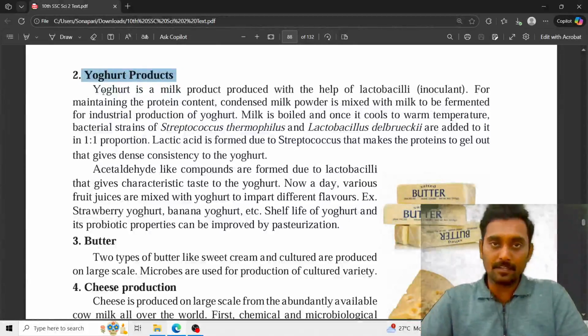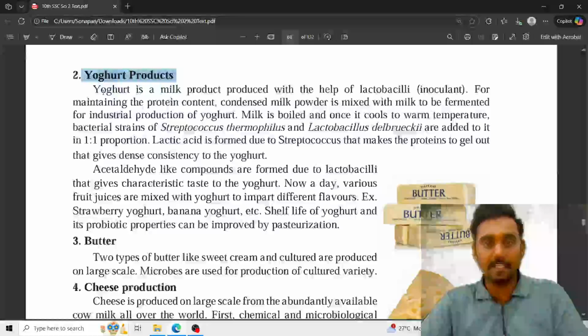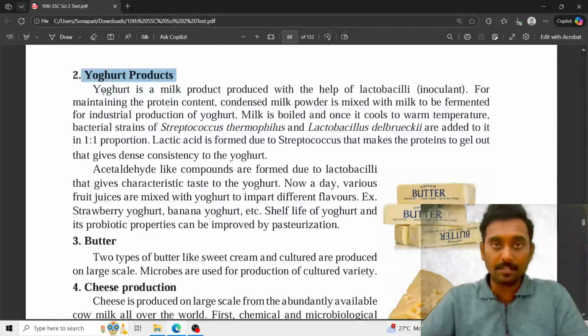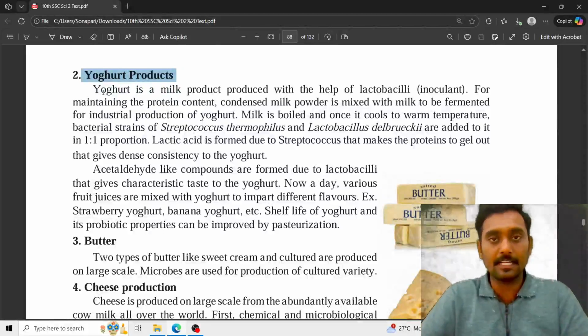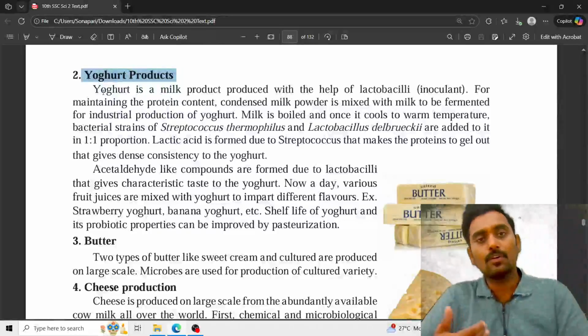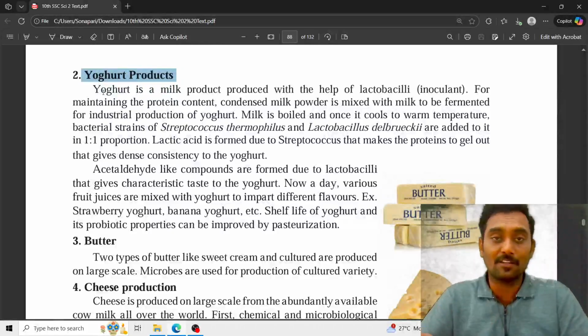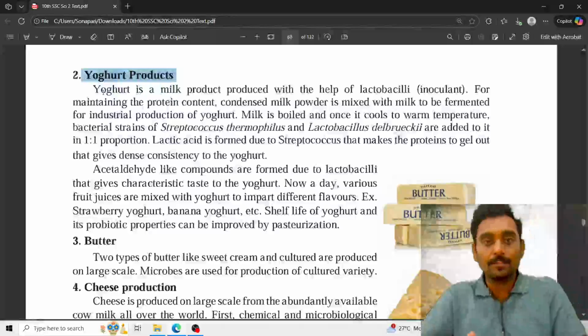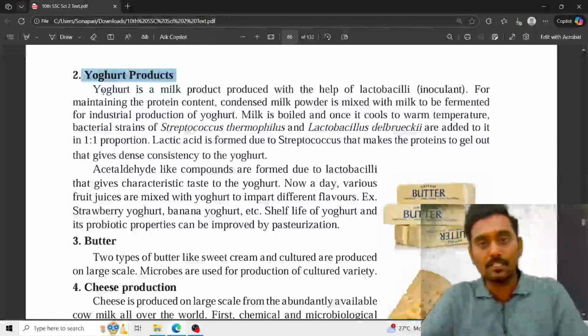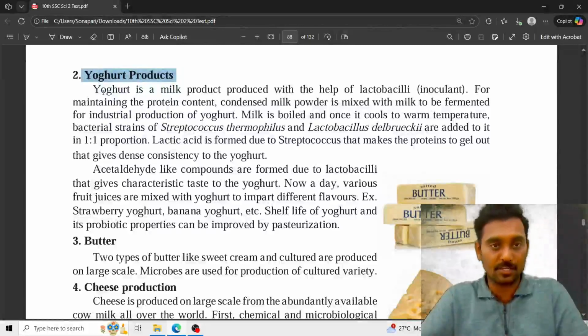For maintaining the protein content, condensed milk powder is added to the milk, and it is fermented for industrial purposes. Why is the condensed milk powder added? Because it increases the shelf life of yogurt. So we can consume it for a longer duration, and we can store it for a longer duration in our refrigerator. The milk is boiled once and cooled to a warm temperature.